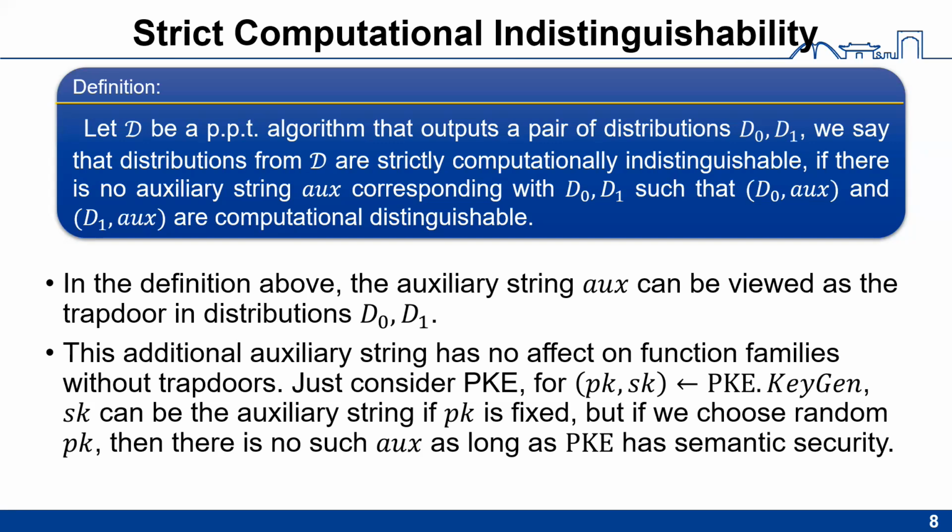And in the definition above, the auxiliary string args can be viewed as the trapdoor in distributions D0 and D1. This additional auxiliary string has no effect on function families without trapdoors. Just consider PKE, with a pair of keys PK, SK generated from the key generation algorithm. SK can be the auxiliary string if PK is fixed. But if we choose a random PK, then there is no such args as long as PKE has semantic security.